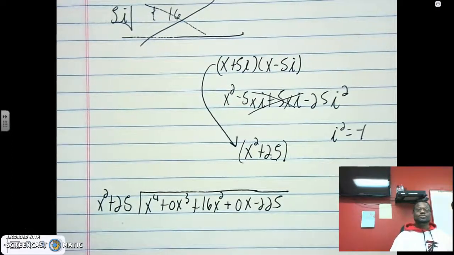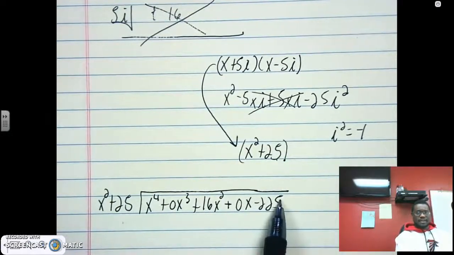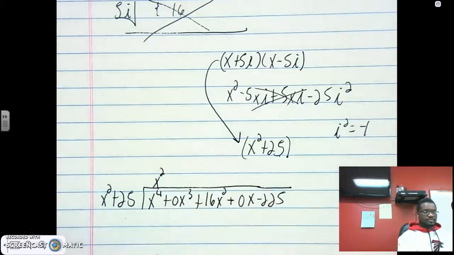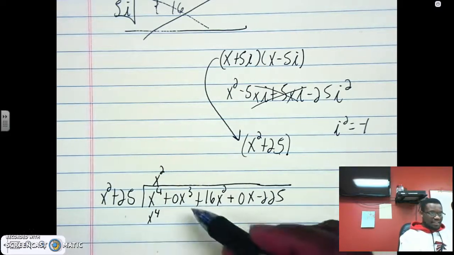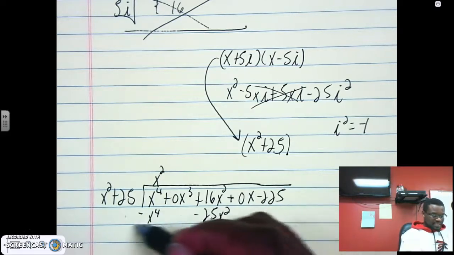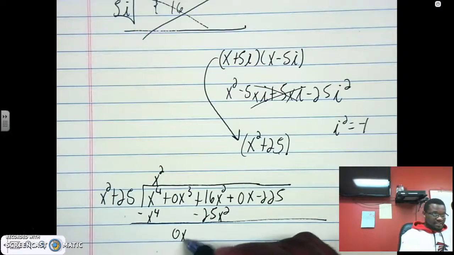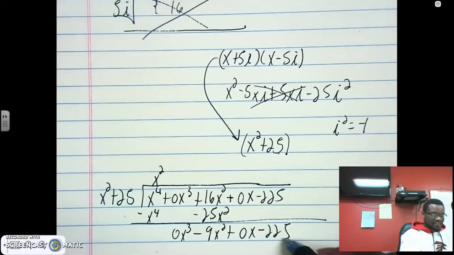This is all old stuff. This right here is probably new. But this part right here should not be new. So long division says x squared times what equals x to the fourth, and it's x squared. X squared times x squared is x to the fourth. X squared times 25 is 25x squared. If you change the signs here and you bring everything down, it's possible that you may not need this 0x cubed. But I'll bring it down anyway. That's minus 9x squared plus 0x minus 225.